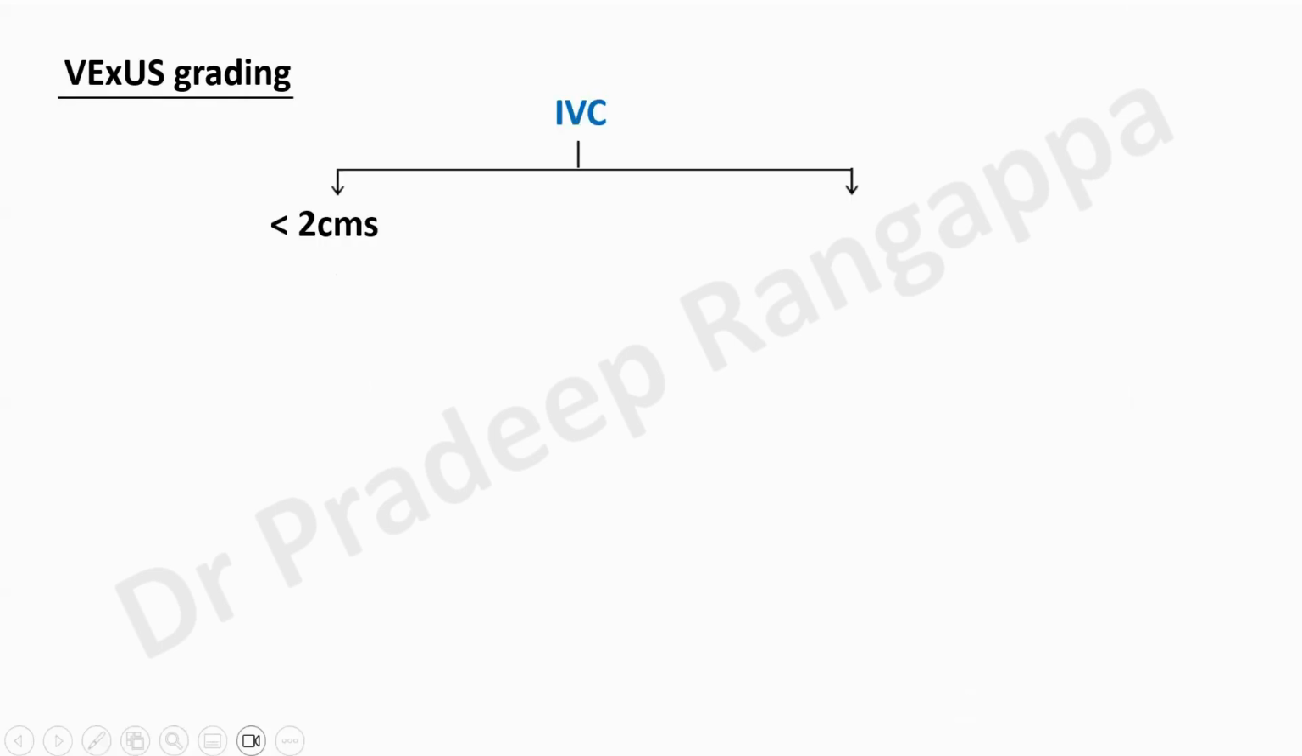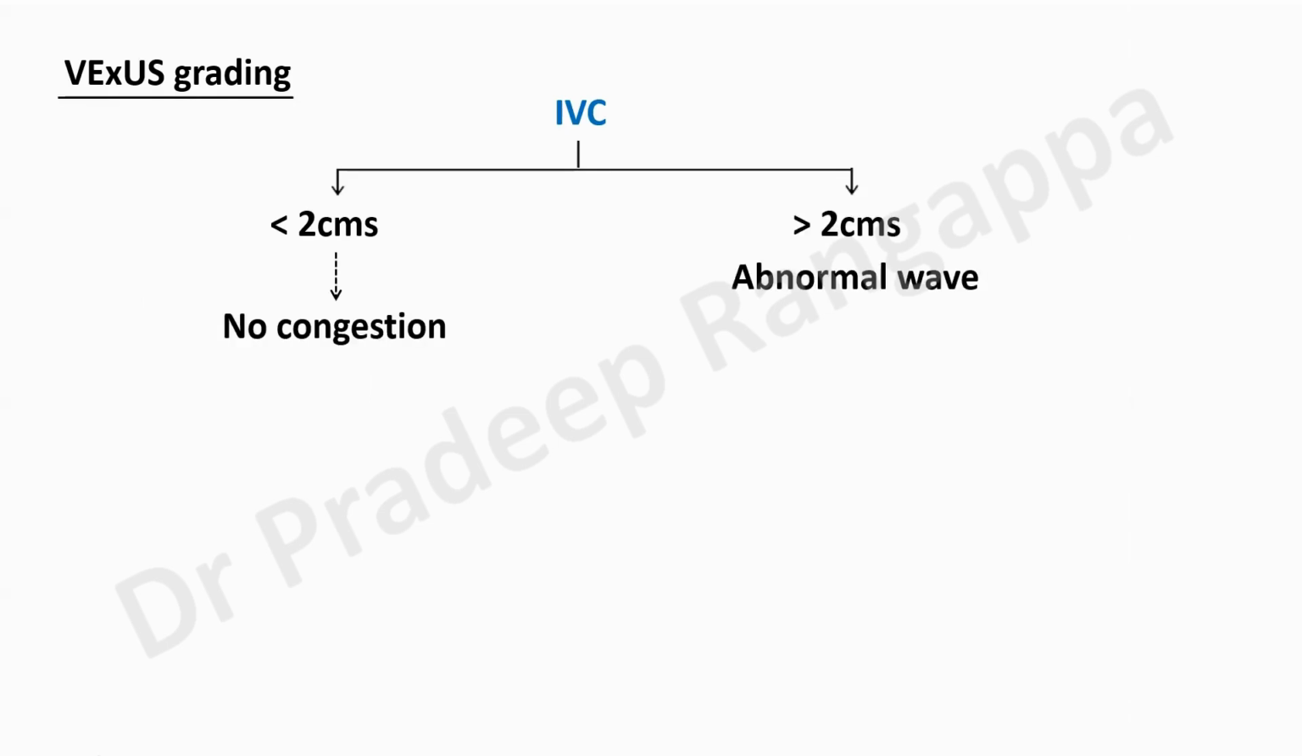When you look at the VExUS grading, if the IVC is less than 2 centimeters, then there is no congestion. VExUS is 0. If it is more than 2 centimeters IVC, then you go ahead and look at the hepatic vein, portal vein, or renal vein. For any abnormality, you start scoring 1, 2, 3. So if there are hepatic vein abnormalities, put 1.